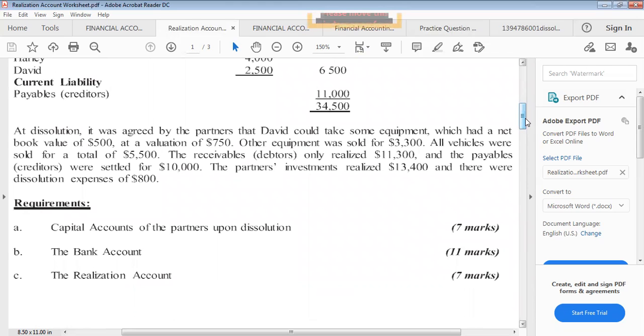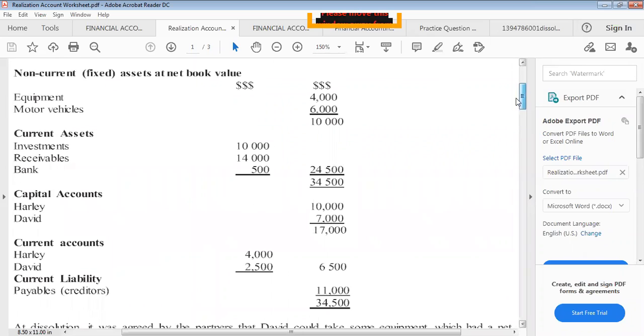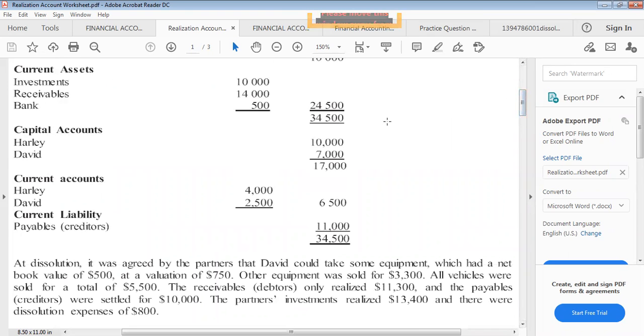Loss. There was a discount allowed. Yes. Discount allowed, all right? So you write discount allowed and you find the figure. You subtract 11,300 from the 14,000. Good?